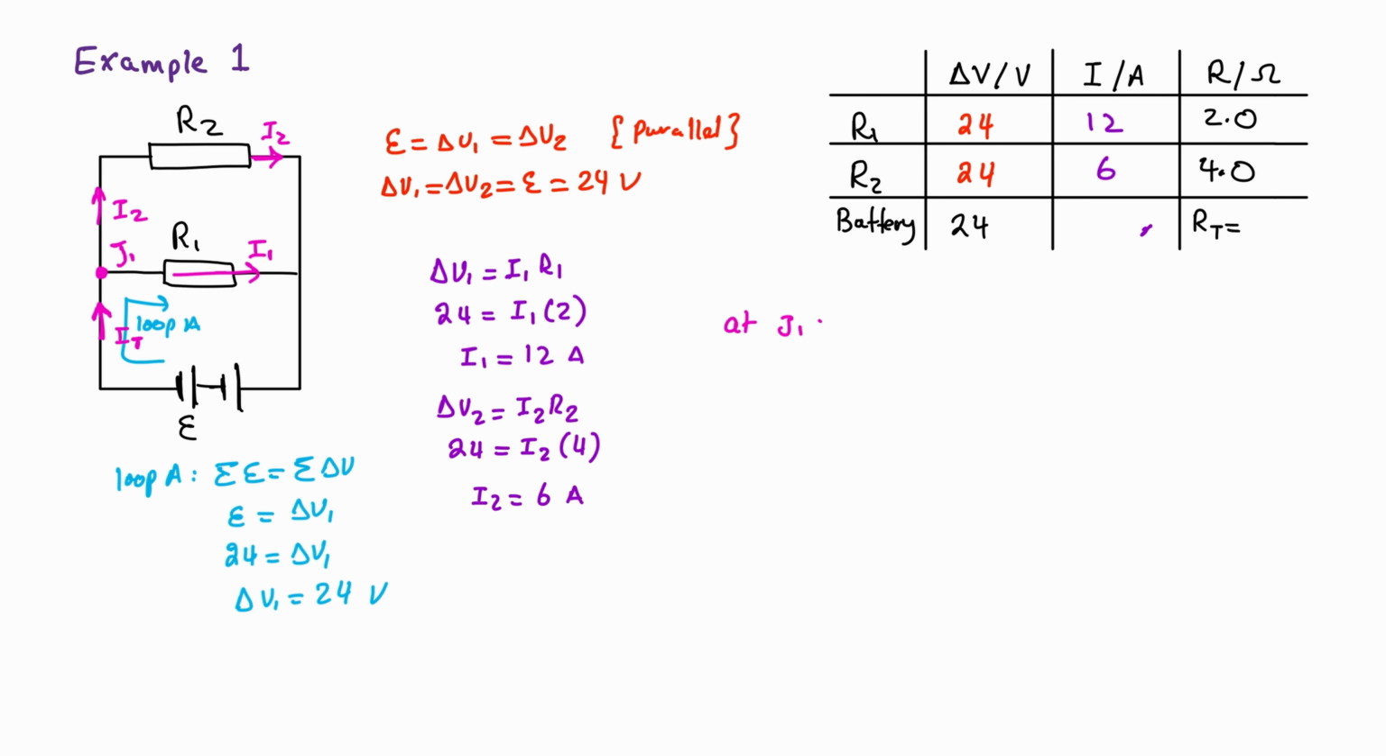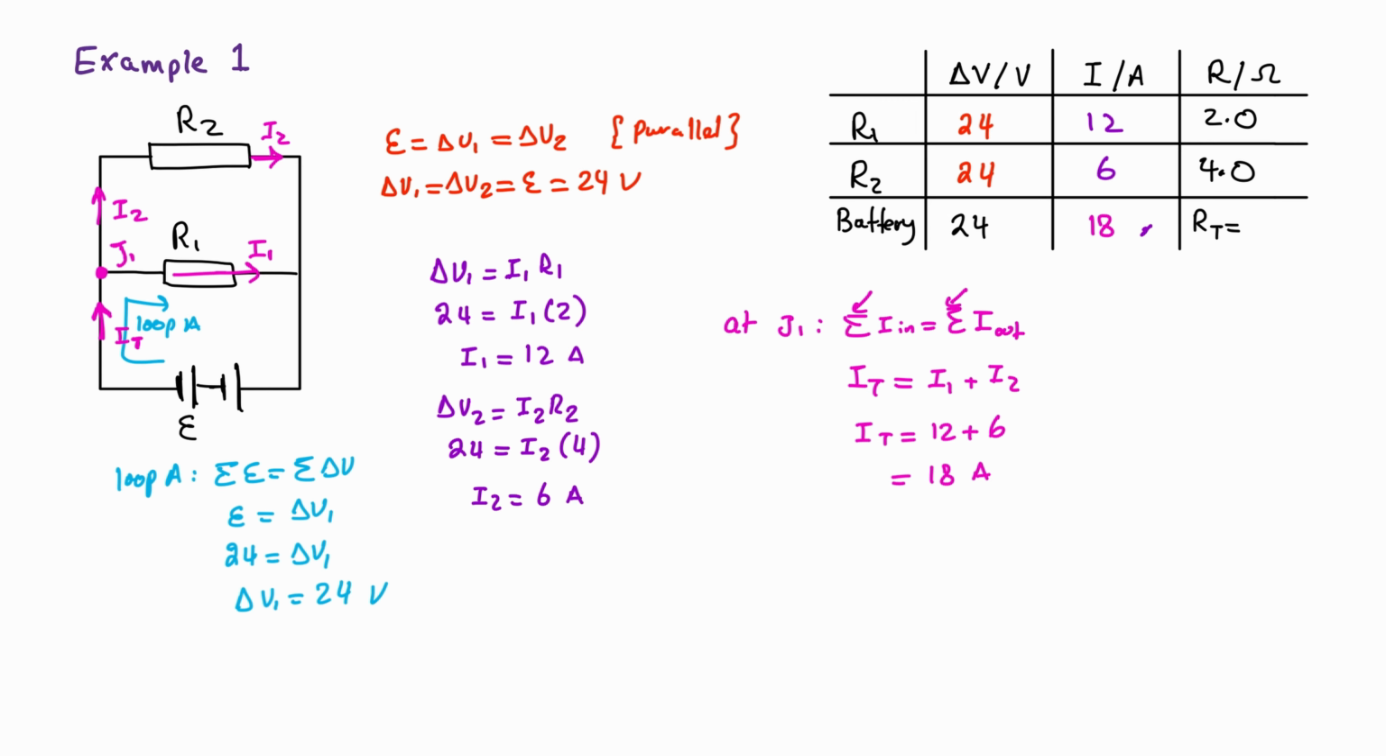at junction 1, the total amount of current going in is equal to the total current going out. Total going in here is IT. That's what's going into the junction. What's exiting the junction is I1 and I2, so I'm going to add them together. The symbol again just means sum or addition. IT is what I'm trying to find, the current going through the battery. I1 I calculated as 12, I2 as 6, for a total of 18 amps. So I'll write this down.